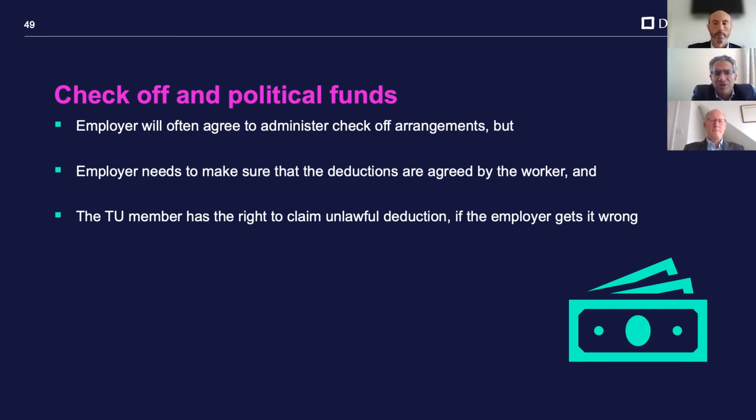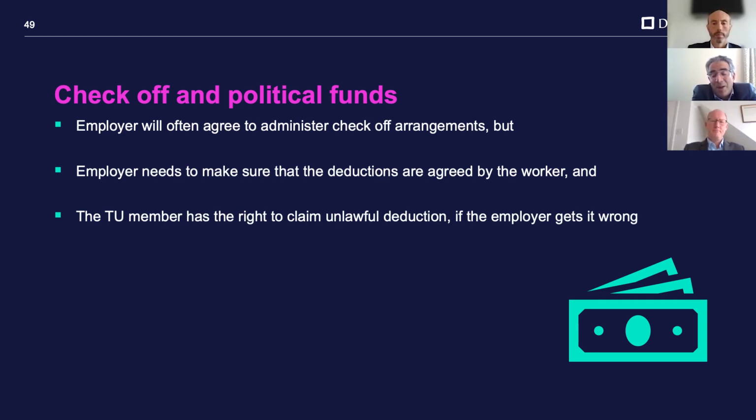I think just rounding off, then there's one just about check-off on political funds. And the key here is that it will very often be the case that the employer will agree, either through the collective bargaining or as a standalone, that they will administer check-off arrangements. Check-off is essentially a means of deducting from pay at source for the trade union subscriptions and possibly payment to the trade union political fund. Employers tend to like doing that because it gives them a sense as to who's in the trade union.